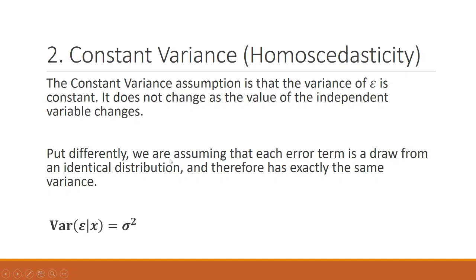Put differently, we are assuming that each error term is drawn from an identical distribution and therefore has exactly the same variance. So it doesn't matter what the value of the independent variable is, the variance of the error term is constant. It's always the same. That's the homoscedasticity assumption. Constant variance.